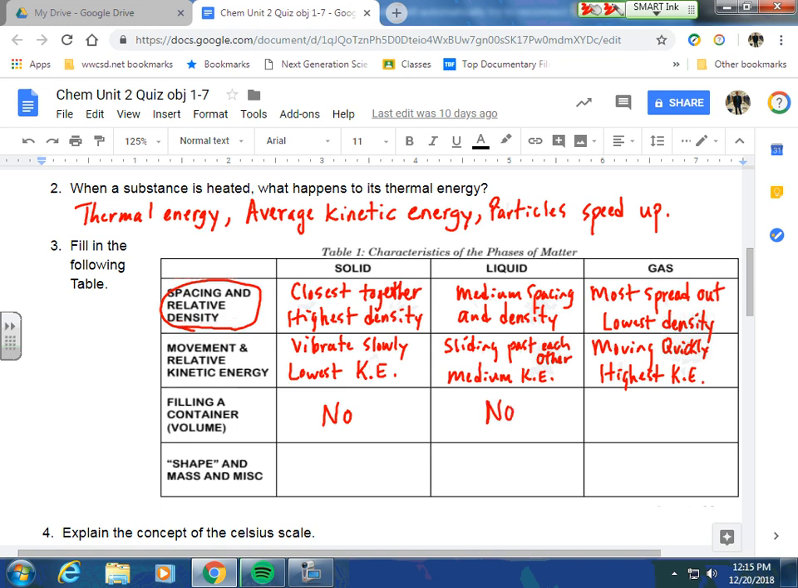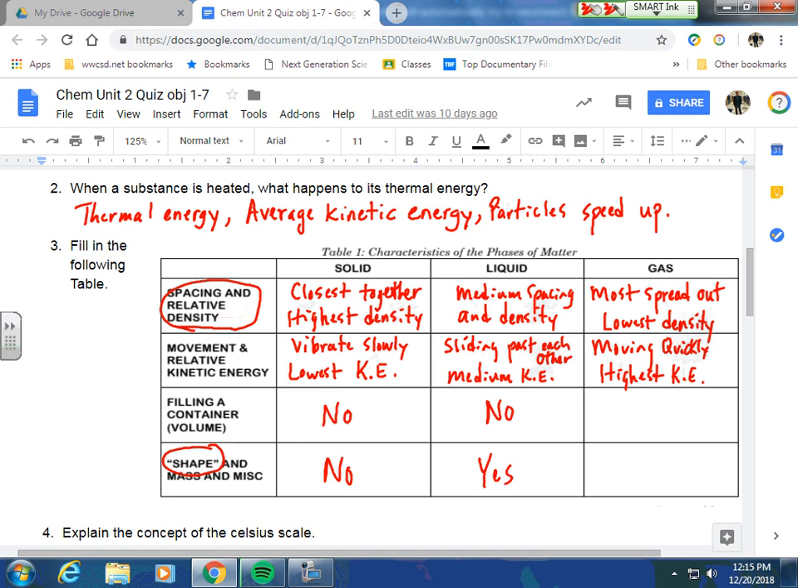Okay, maybe I should do these together. So like solid, does it take the volume of the container? No. Does it take the shape of the container? And really I'm just looking for shape on this bottom one, okay? Does it take the shape of the container? No. Liquid, does it take the volume, the space of the container? No. Does it take the shape? Yes.